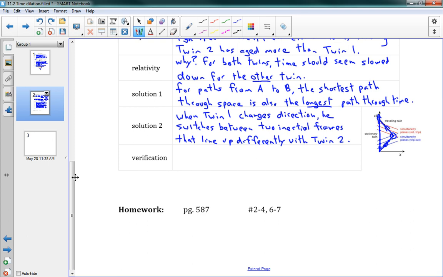Okay. Now, this whole situation has been verified. Time dilation has been verified. The twin paradox has been verified in the 1970s. Time dilation was verified using atomic clocks on passenger jets.